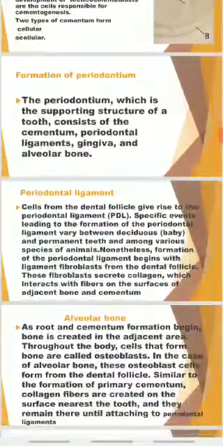Further discussing the periodontal ligament, cells from the dental follicle give rise to the periodontal ligament, which is shortly known as PDL. Specific events leading to the formation of periodontal ligaments vary between deciduous, baby, and permanent teeth among various species of animals. Formation of the periodontal ligament begins with the ligament fibroblasts from the dental follicle. These fibroblasts secrete collagen, which interacts with the fibers on the surfaces of adjacent bones and cementum.